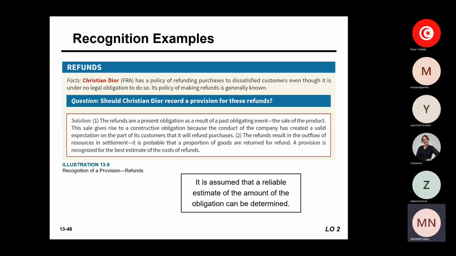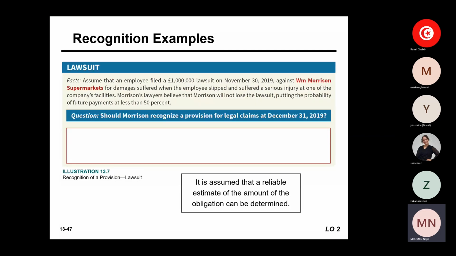Of course, any probable refund will result in an outflow of resources in the settlement. So in this situation for Christian Dior, they used to get some of their goods returned for refund. So there is that probability, more likely than not. And if there is this probability of more likely than not, we should record it as a liability, in particular as a provision, when we have a reliable estimate of the cost of these refunds.